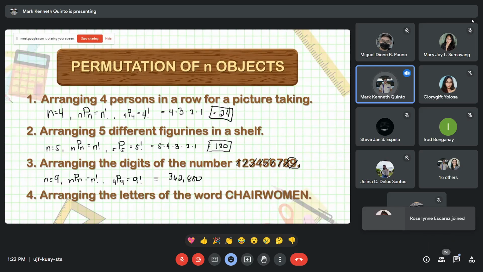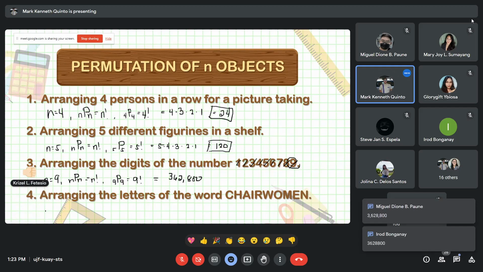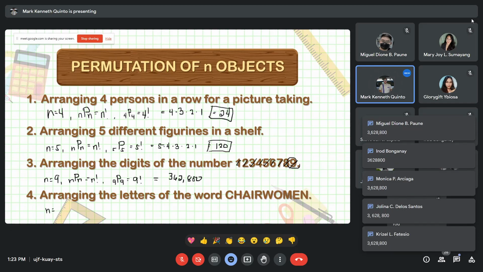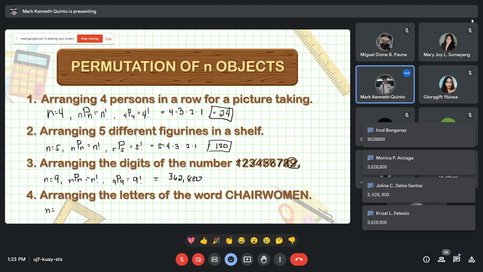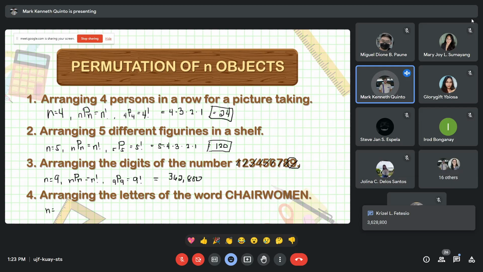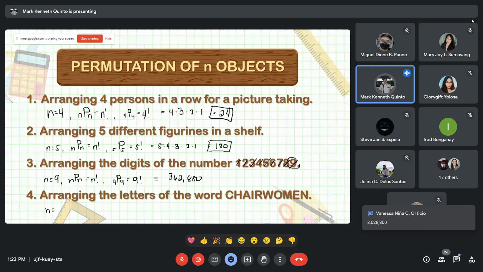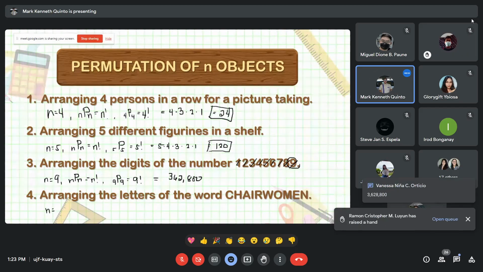Okay, next. So by the way, nasundan ba yung regarding sa scientific calculator? Yes po. So nakuha nyo. So if you already got it, so what do you think is the answer for our number 4? So for number 4, what's the answer? Okay, so according to them, the answer is 3,628,800.